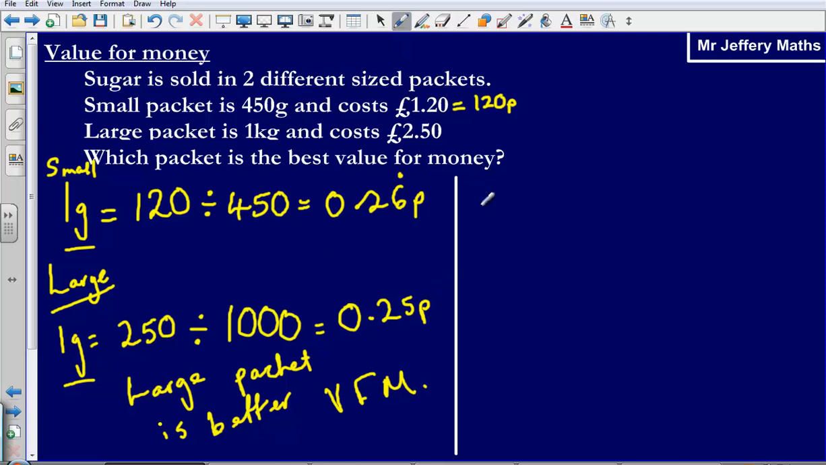We could also think about it as how much sugar am I getting for 1 pence, say. So how much sugar am I getting for a certain amount of money, and making a comparison that way. So let's think about it like this. Well, how much sugar am I getting when I'm paying for 1 pence with the small packet? Well, I'm getting 450 grams of sugar, and I'm dividing that by the total number of pence, which is 120.